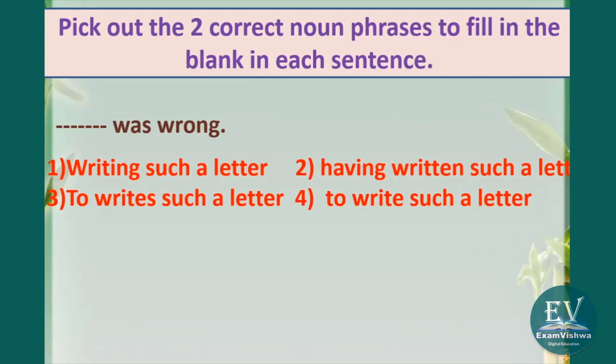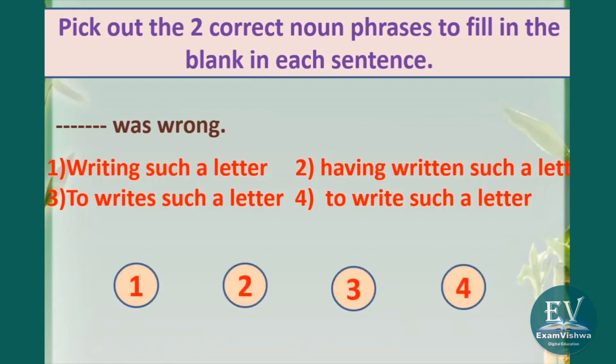Writing such a letter was wrong. Having written such a letter was wrong. To write such a letter was wrong. To write such a letter was wrong. So which do you think, which 2 answers can fit in here? Yes, answer number 1, writing such a letter was wrong, or answer number 4, to write such a letter was wrong. Both of them are correct. So this is the next category of question, category 4 of question, which can come in your scholarship exam.